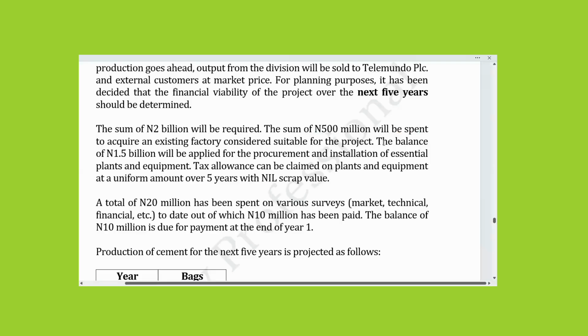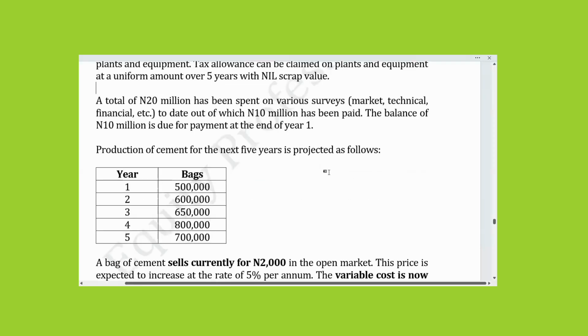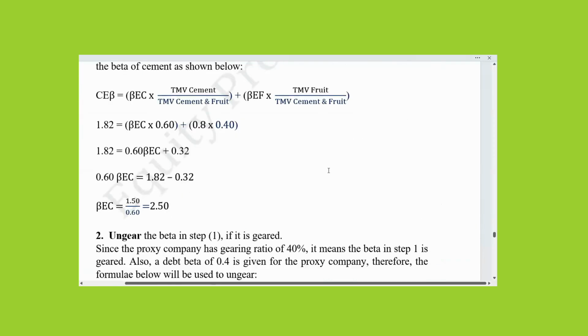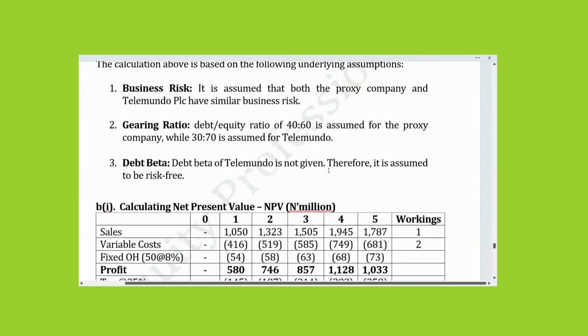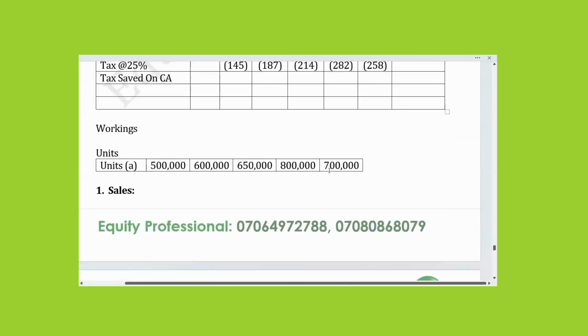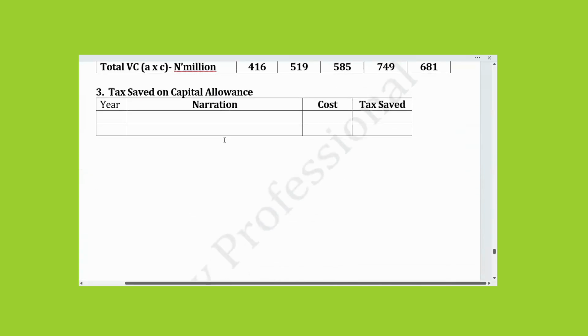We ignore that. Then you are told that the balance of 1.5 billion will be applied for the procurement and installation of essential plant and equipment. Yes, that's the qualified capital expenditure. To confirm that, the examiner is telling you that tax allowance can be claimed on plant and equipment at a uniform amount over 5 years. So our capital allowance is on plant and equipment, and it is on a straight line basis. Therefore, I will then come here, working number 3.